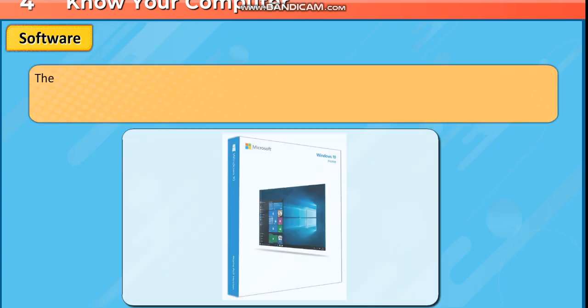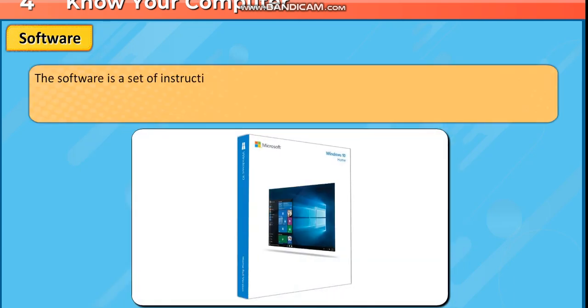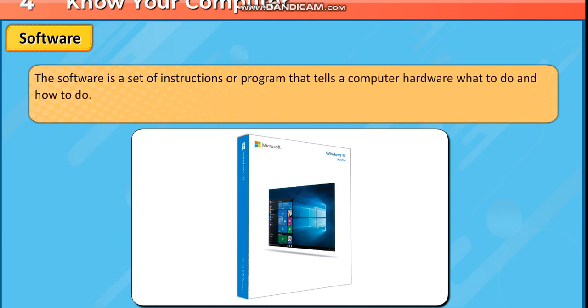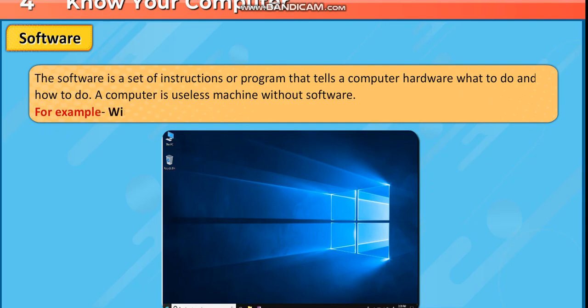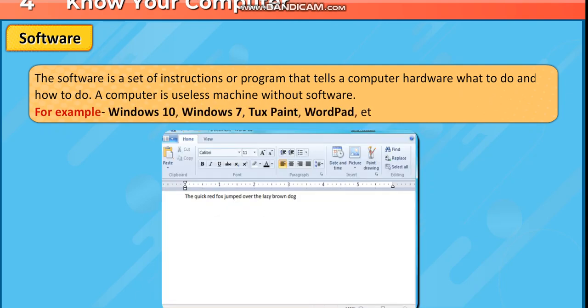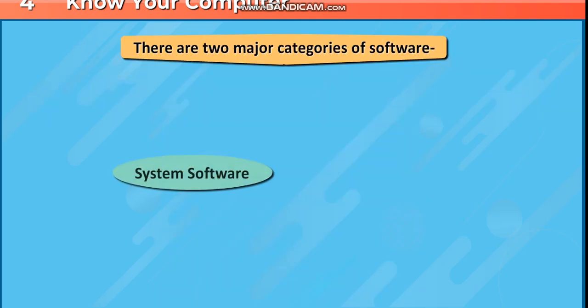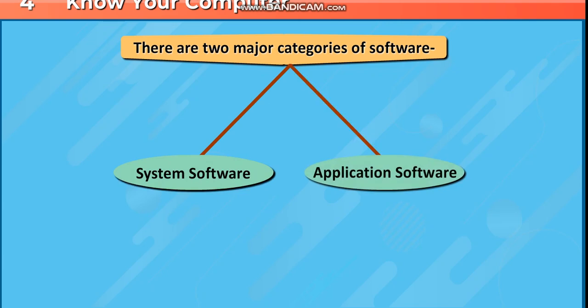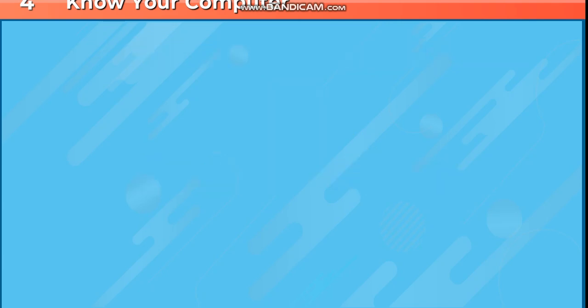Software. The software is a set of instructions or program that tells a computer hardware what to do and how to do. A computer is a useless machine without software. For example, Windows 10, Windows 7, TuxPaint, WordPad, etc. There are two major categories of software: system software, application software.